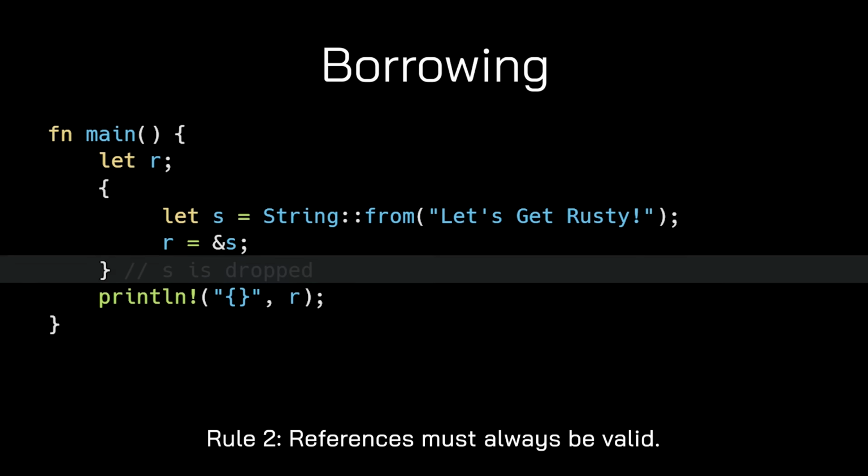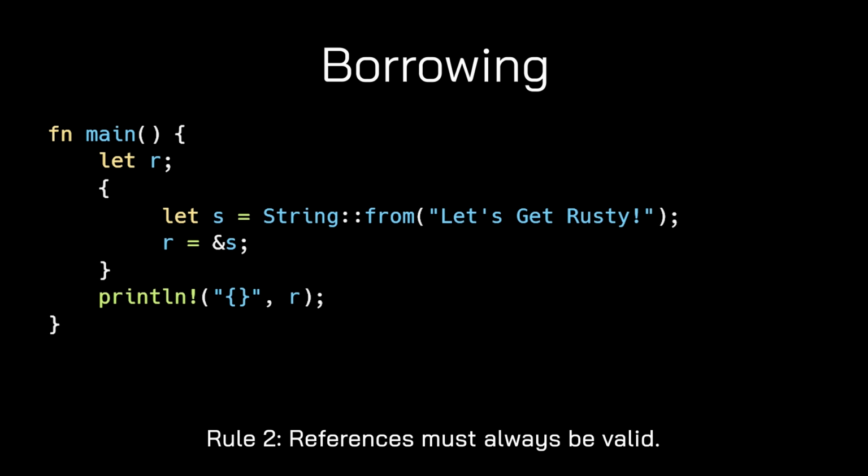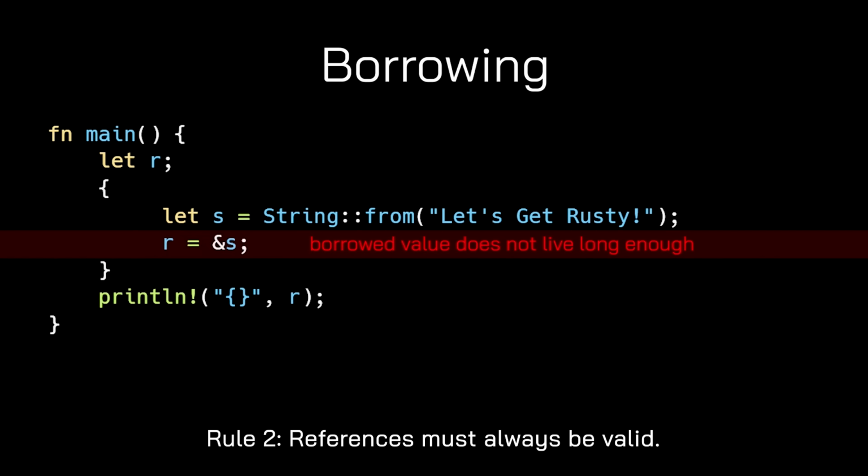This is a problem because s will be deallocated at the end of the inner scope, at which point r would be pointing to invalid memory. Luckily, the borrow checker rejects this code with an error stating borrowed value does not live long enough.